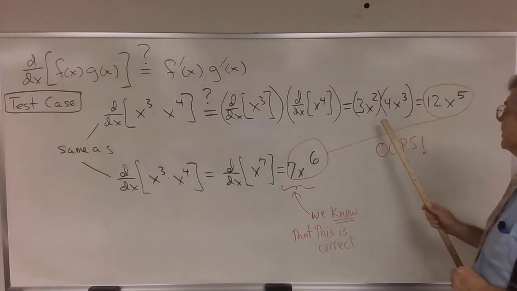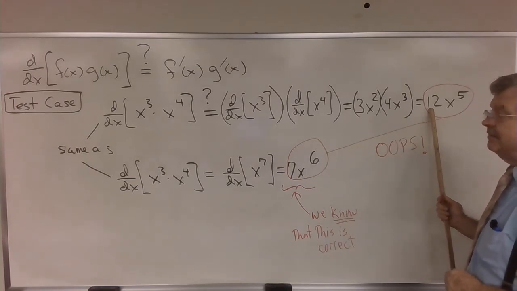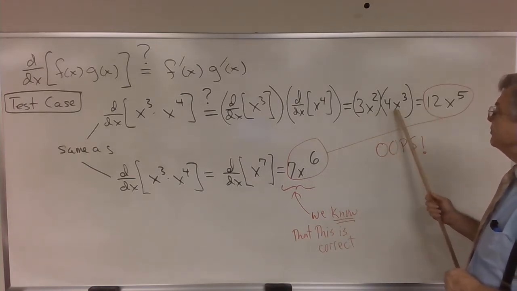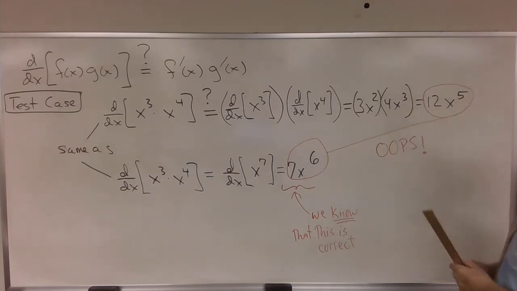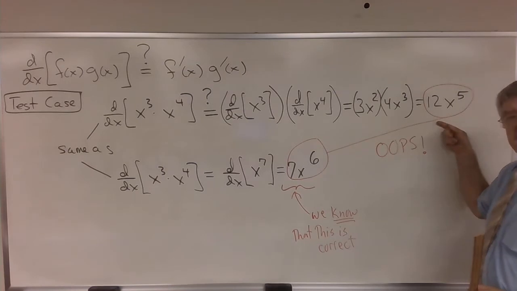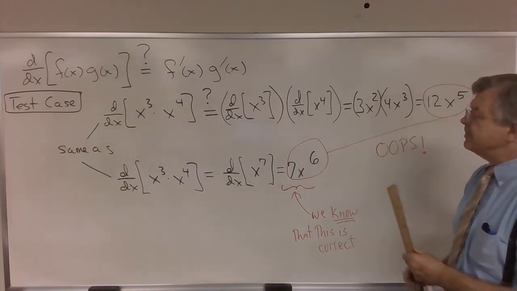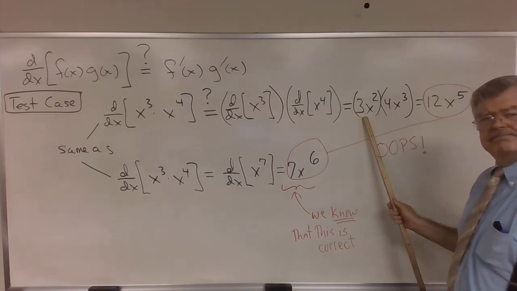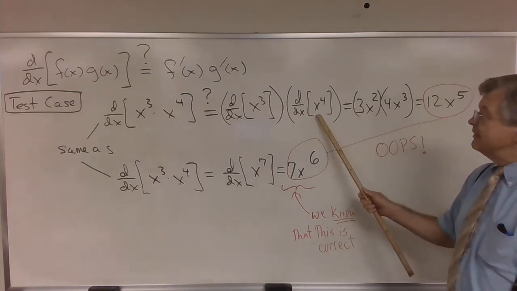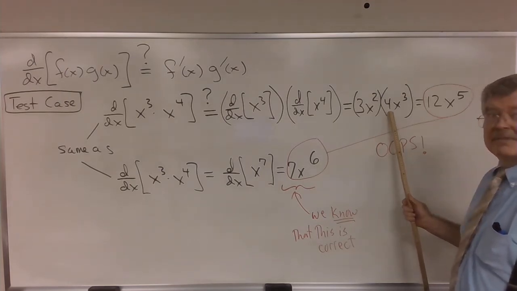Now, 3 times 4 equals 12. Well, that's right. And x squared times x cubed, the exponents add, so we get x to the fifth. Going from here to here, we know we did that right. So let's back up. Derivative of x cubed, is that 3x squared? Yeah. Derivative of x to the fourth, is that 4x cubed? Yeah.